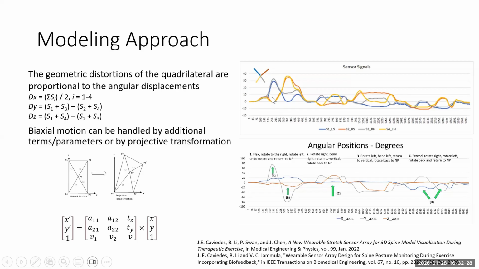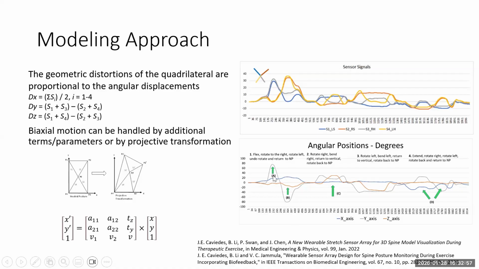These are the 3 angles computed from the sensor signals. And this is a real-time plot. So the left shoulder, right shoulder, left hip, right hip sensor. And this is what happens during an exercise cycle. If we compute the angle based on this projective transformation, here are the 3 angles.